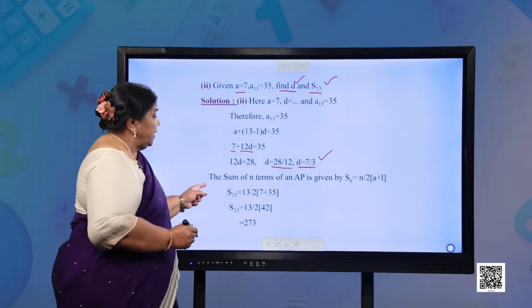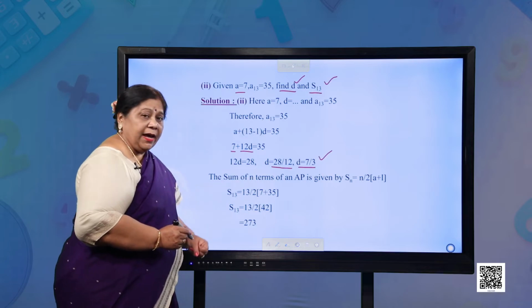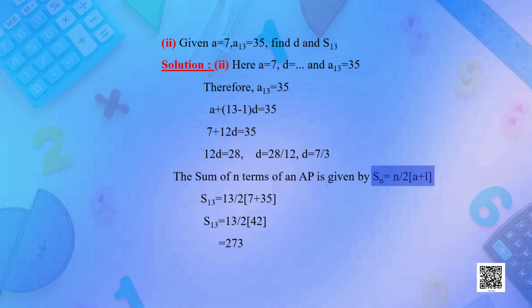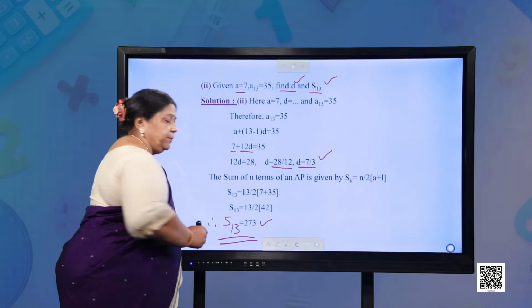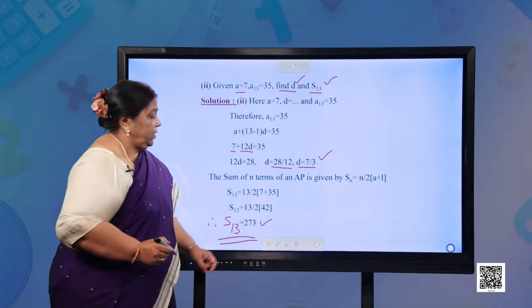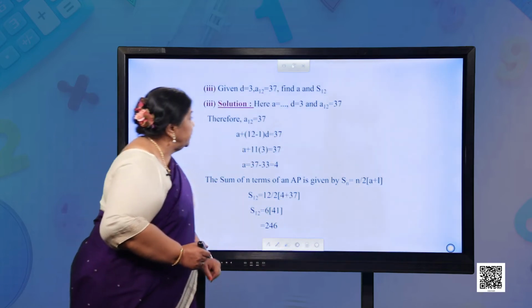Okay. Now, the sum of n terms of the AP is given by Sn is equal to n upon 2 into (a plus L). So, S13 is equal to 13 upon 2 into (7 plus 35), that is equal to 42. So, 13 upon 2 into 42 is obviously 13 into 21, that is equal to 273. So, S13 is 273. I hope it is clear. Okay. Let us do the next part.